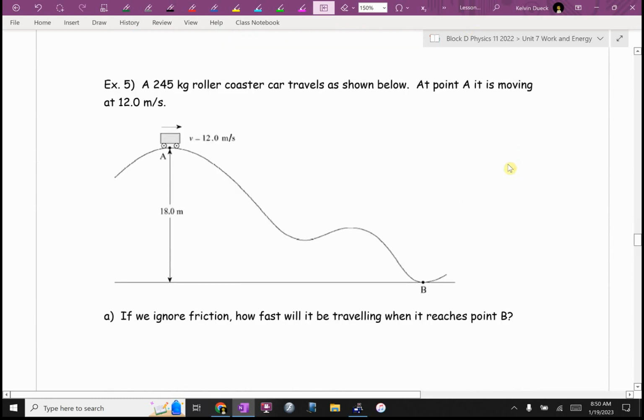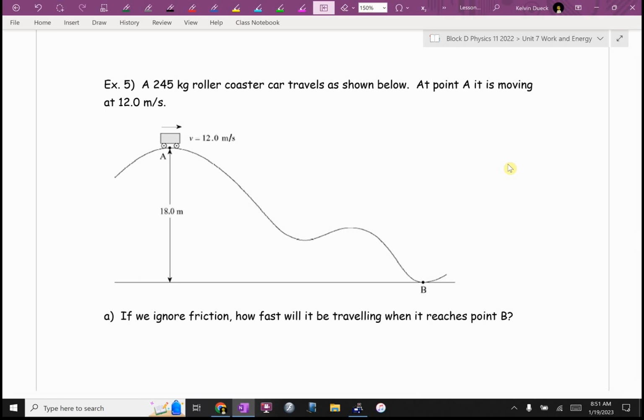Example 5. Roller coaster travels as shown below. At point A, it is moving at 12 meters per second. If we ignore friction, how fast will it be traveling when it reaches point B? Any suggestions on how I might want to tackle this? Is there a change in height? Is there a change in speed? Is there a yucky curvy path?